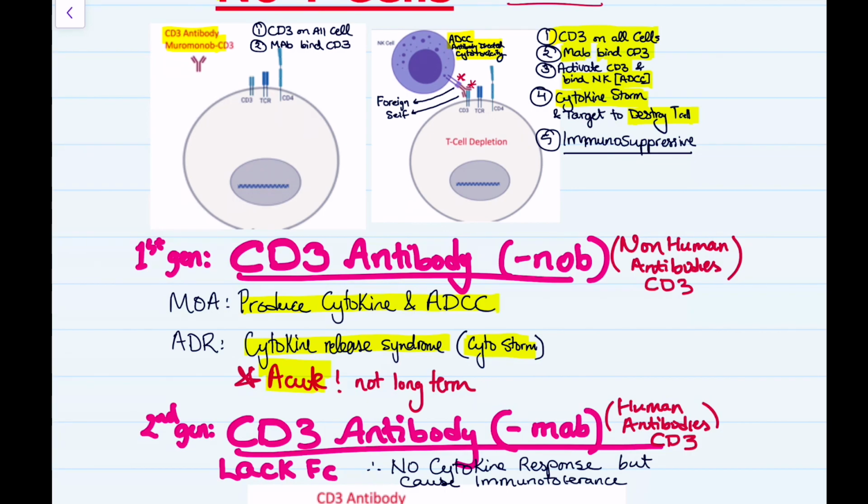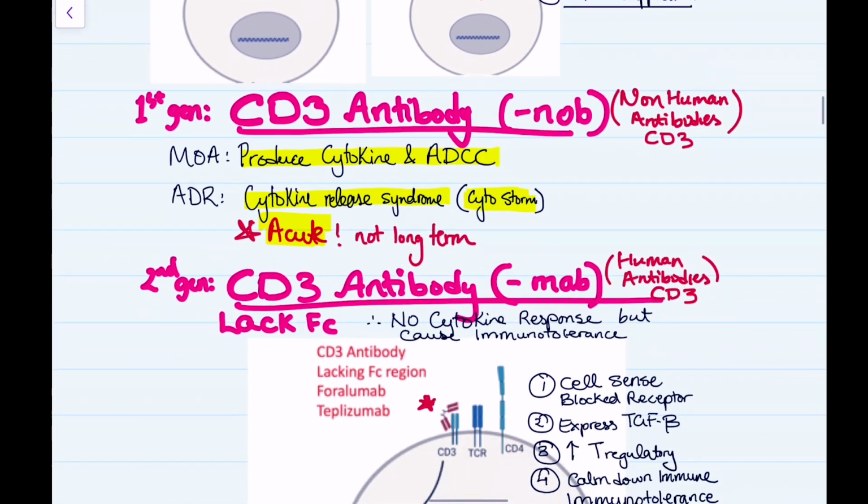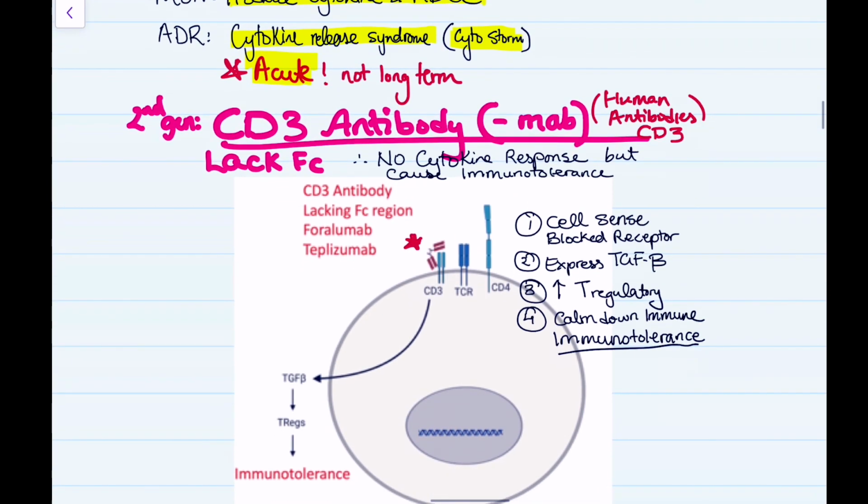So that is the first generation, the NOBs. The second generation, which is MAB, these are more human-like. So here, what you will see is that we lack the FC region. So there is no cytokine response, but it causes an immunotolerance. As you can see here, we don't have that non-humanized or the foreign region that we saw on the previous one. So the body here basically will not cause that ADCC, when the natural killer cells come in and attack it, because there's no foreign receptor.